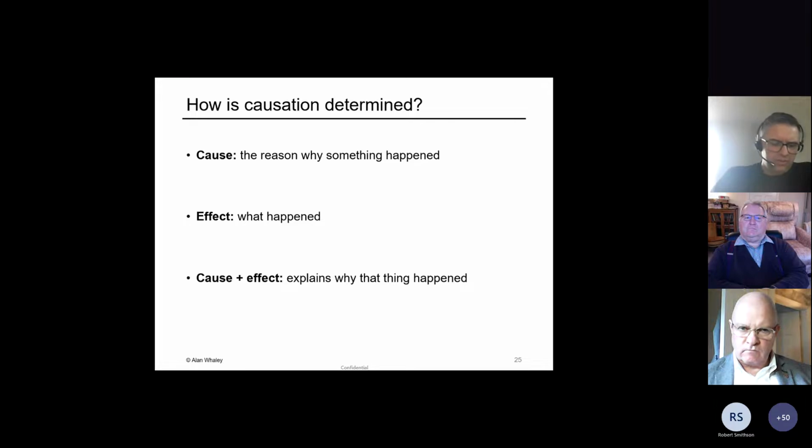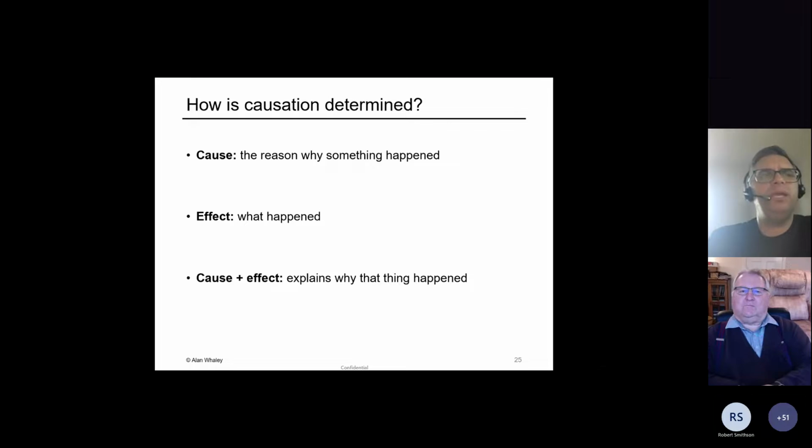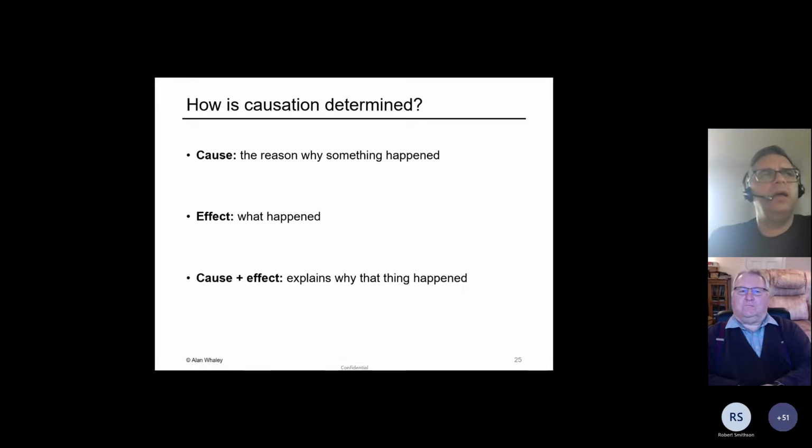The final issue in theory is how we determine causation. What I mean by causation is linking a cause to an effect. So what's a cause? Well, it's very simple. It's the reason why something happened. What's an effect? Well, very simply, it's what happened. And also, we can then join those things together. A cause and effect analysis is just simply explaining why something happened. There's nothing really complicated about this at all.